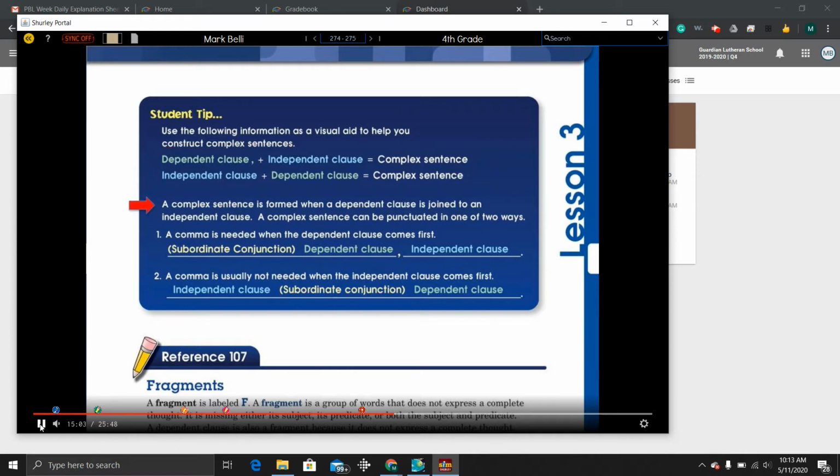A complex sentence is formed when a dependent clause is joined to an independent clause. A complex sentence can be punctuated in one of two ways. First, a comma is needed when the dependent clause comes first. Notice where the subordinate conjunction is. It's attached to the dependent clause. Second, a comma is usually not needed when the independent clause comes first. Did you notice that this subordinate conjunction separates the independent clause from the dependent clause without adding any extra punctuation?